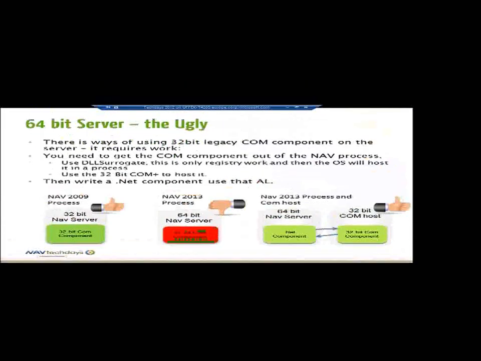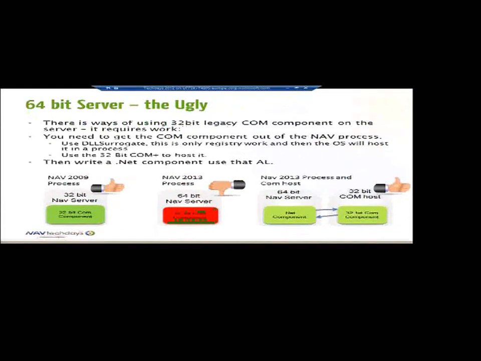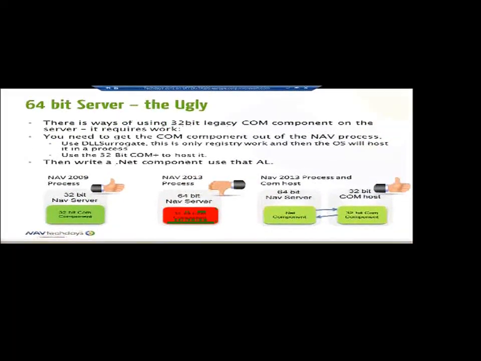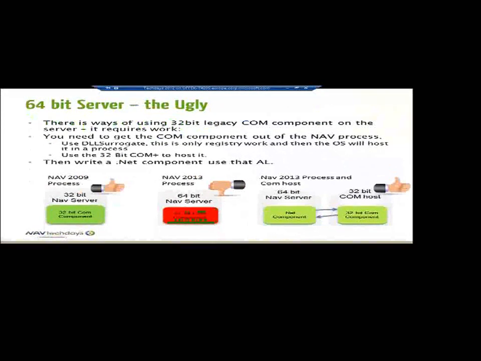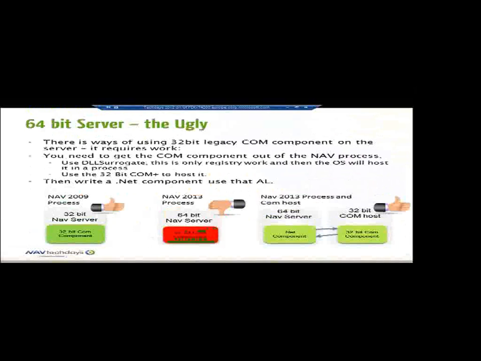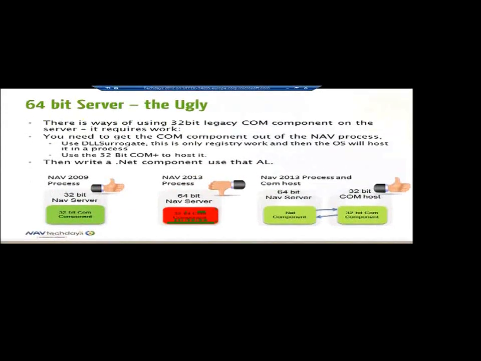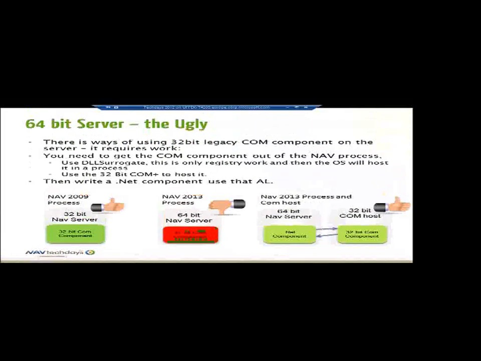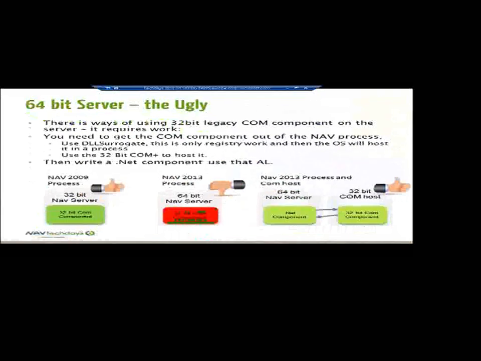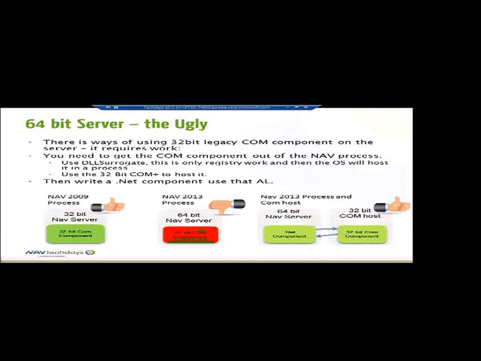The COM component you can then host in something called DLL surrogate. That is, you set some extra registry keys on the COM component, which will make the OS host it in a separate process. Or you can host it yourself in a COM+ environment. You just need to remember to host it in the 32-bit version of COM+. Then when you use the .NET component you wrote, that will go with RPC or DCOM to the old COM component you had.